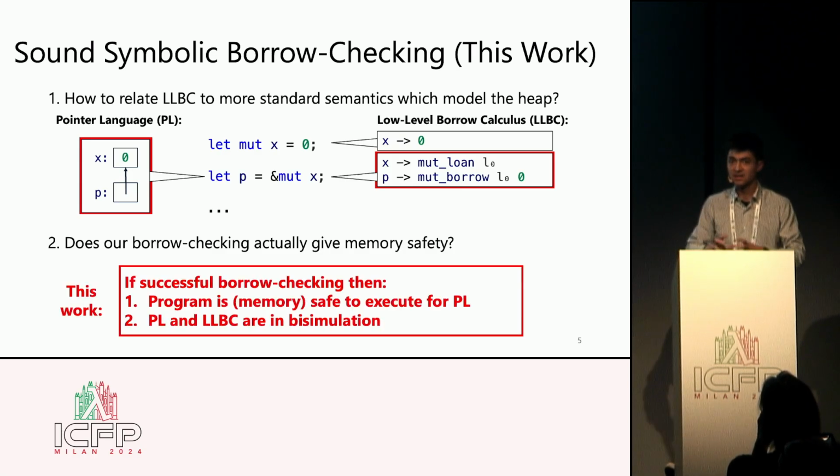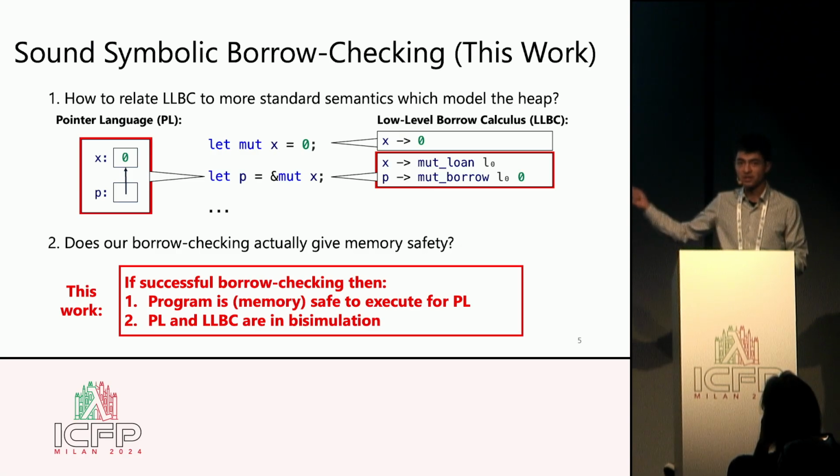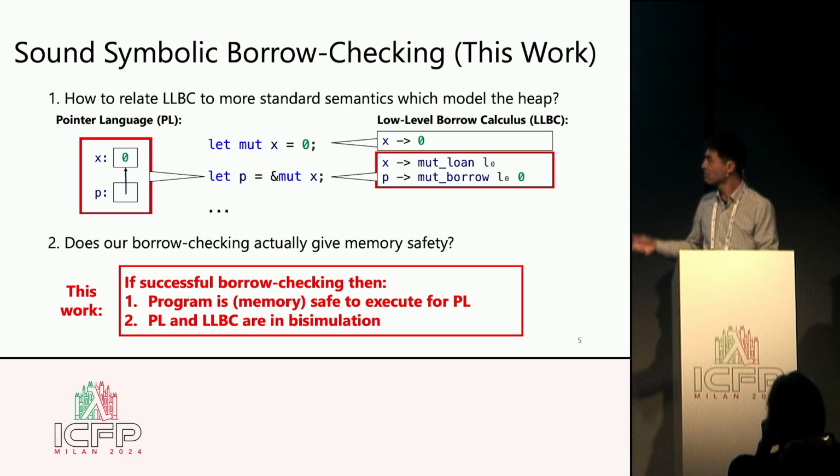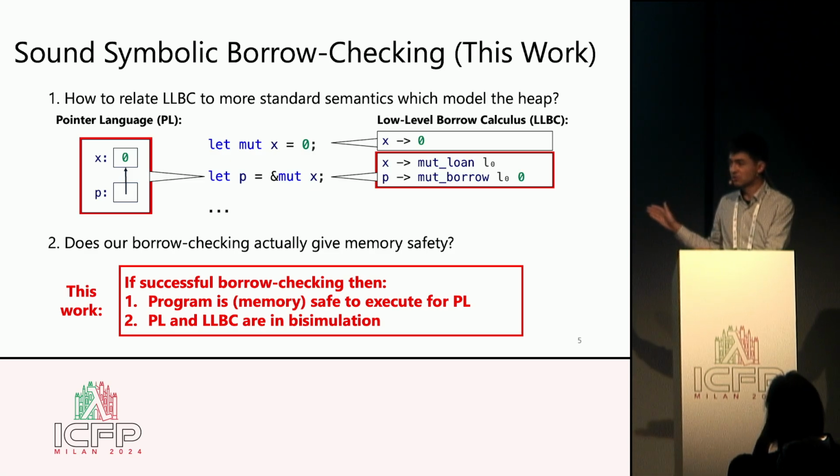with those elements of context, I can give you the more formal statements that we proved, which is that if we successfully borrow check a program by using this symbolic borrow checker, then one, this program is memory safe to execute according to the pointer language, and two, the semantics of the pointer language and of LLBC are in bisimulation on this program. So this is the main result of the paper, and it is mostly a soundness result.